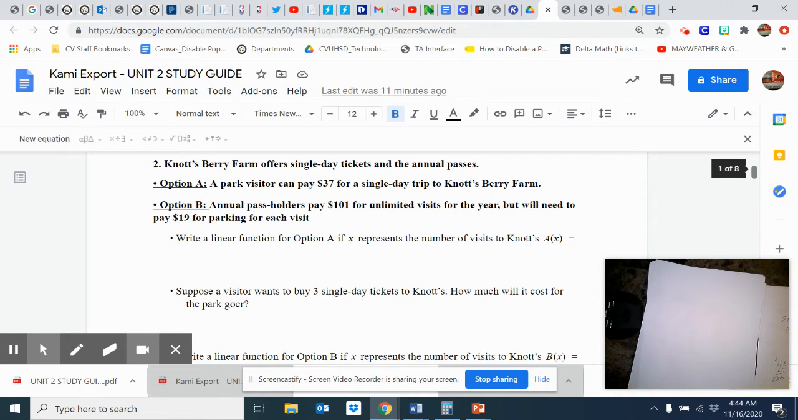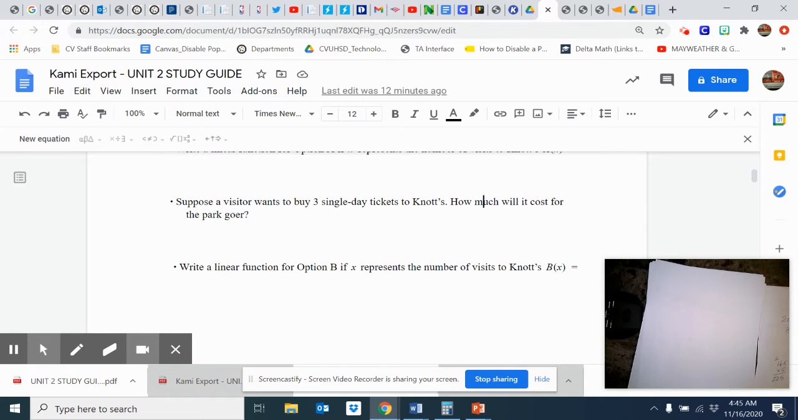Number 2, Knott's Berry Farm offers single day tickets and annual passes. Option A, a park visitor can pay $37 for a single day trip to Knott's Berry Farm. Option B, annual pass holders pay $101 for unlimited visits for the year, but will need to pay $19 for each visit. And so from your Delta Math experiences, this should be pretty straightforward.